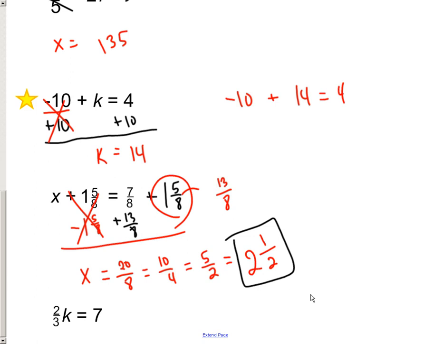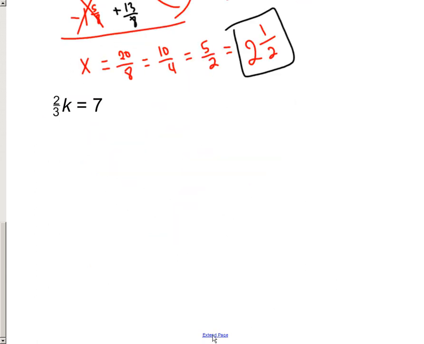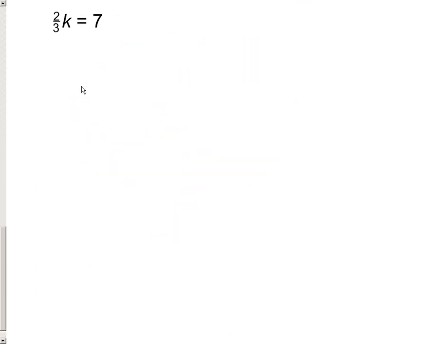The next one's really not as complicated, but it just looks a little worse. We have 2/3 times k equals 7. And notice I said it's not 2/3 k, I said 2/3 times k. So this fraction right here is a number, and it's multiplying k. Well, we know that we should basically divide by 2/3 because it's the exact opposite of multiplying. So that frees up the k.